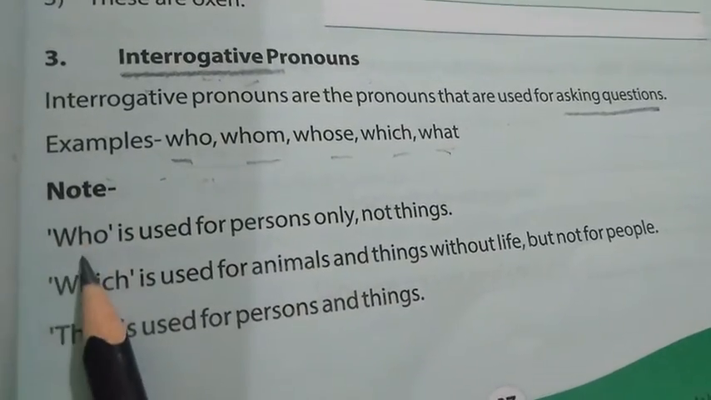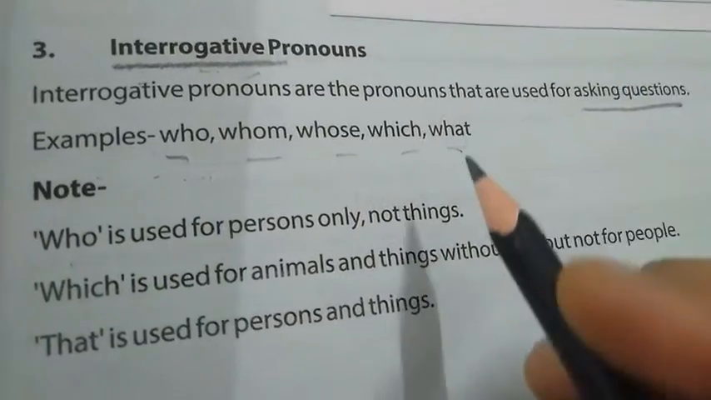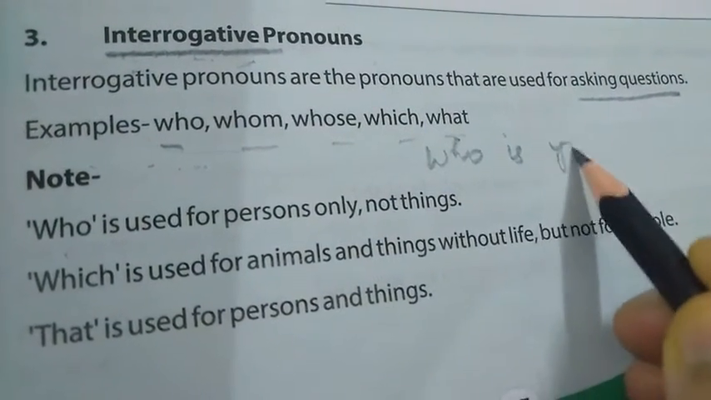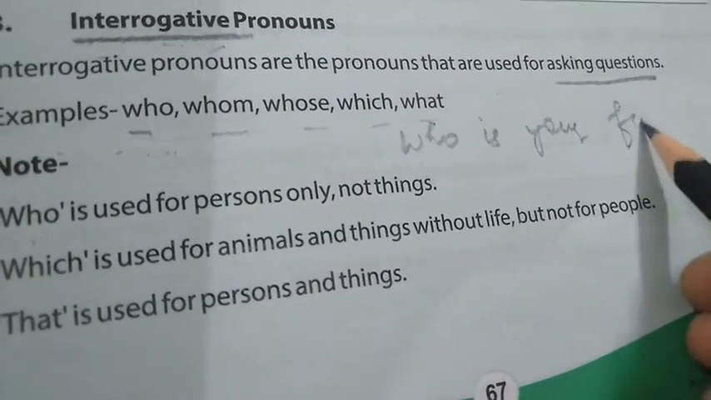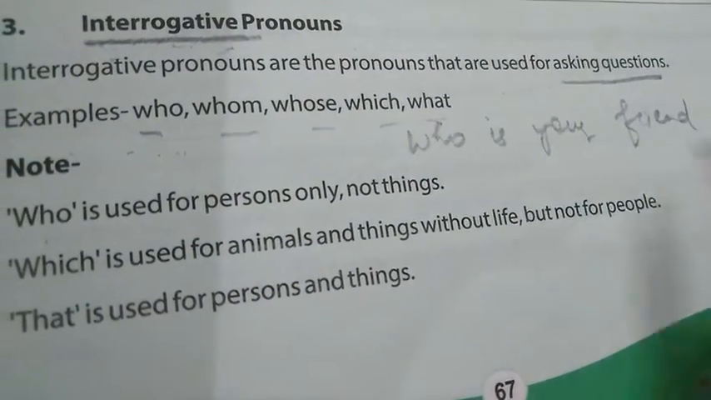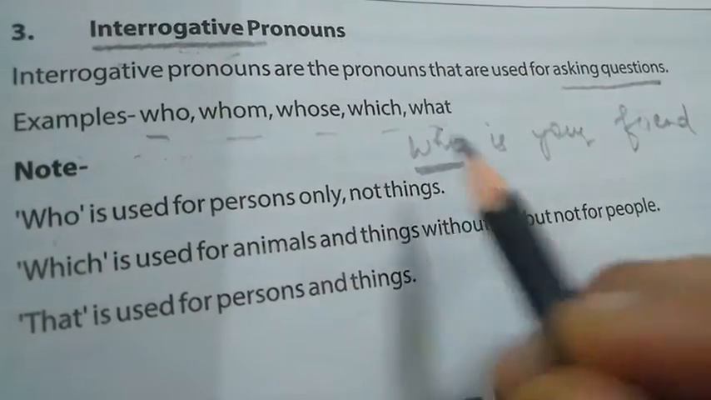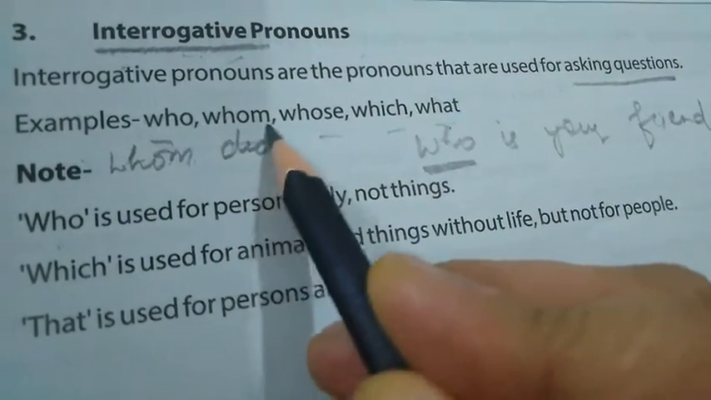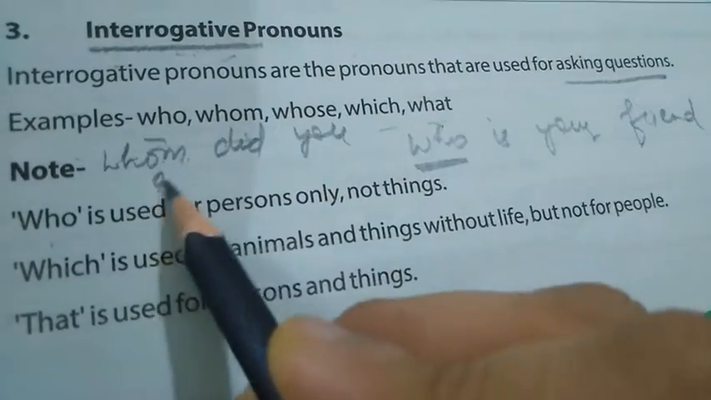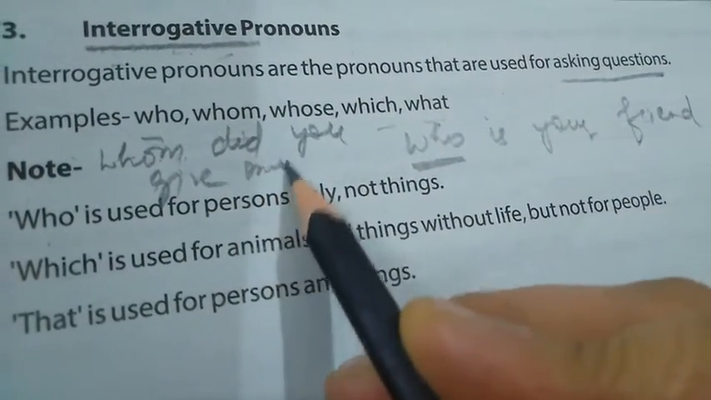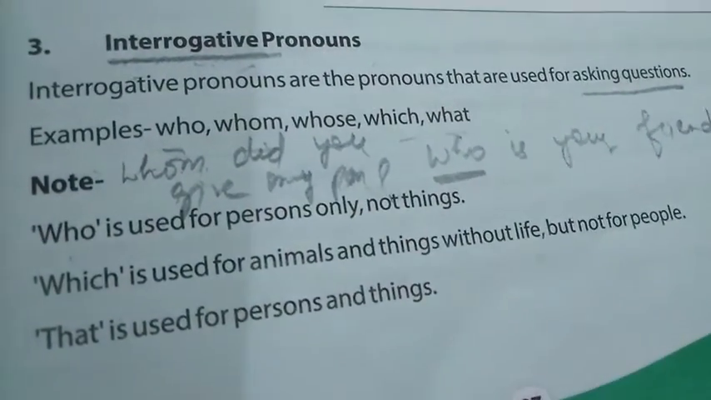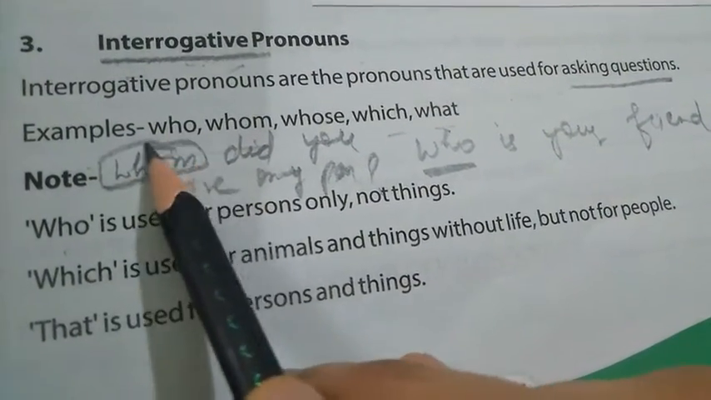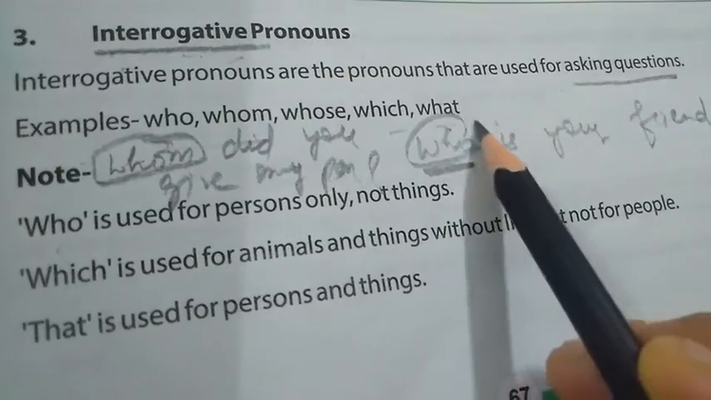For example, if I take this example, like who is your friend? Okay, so I have used who here alone. If I say, whom did you give my pen? Okay, so all these are questions and these words are the interrogative pronouns.